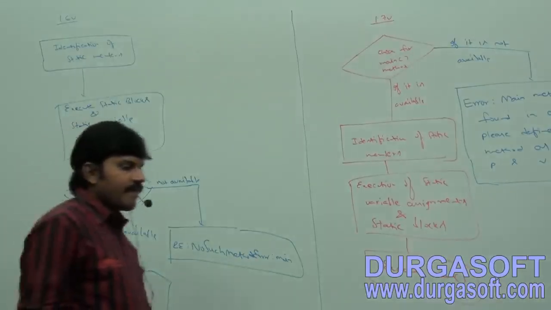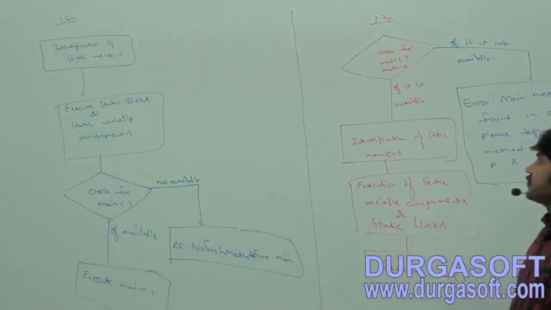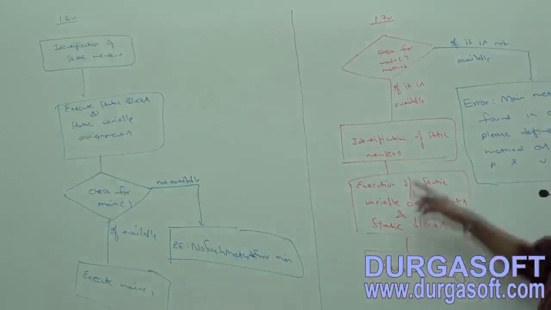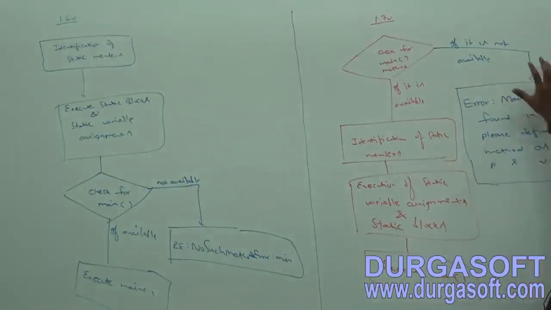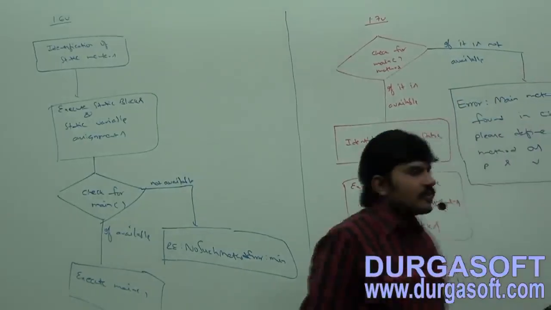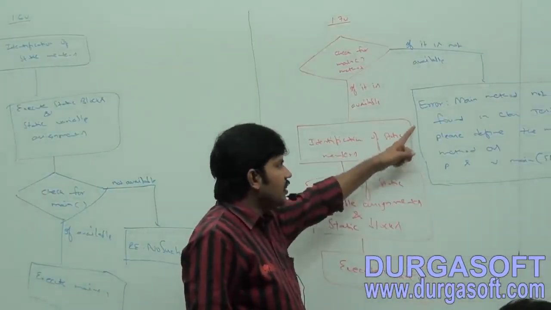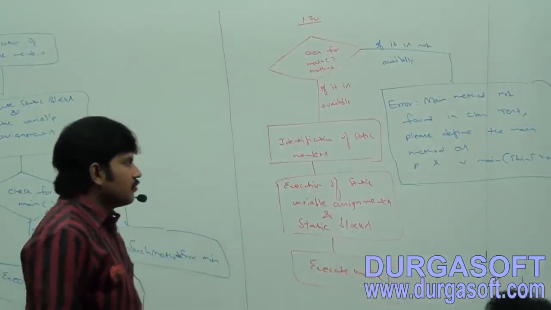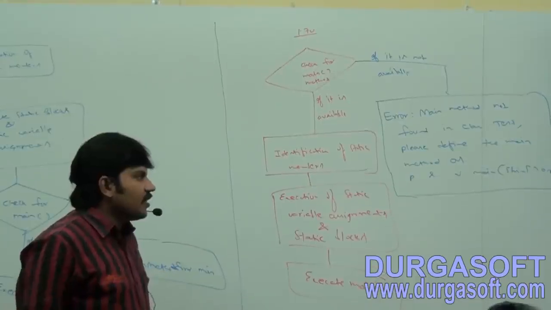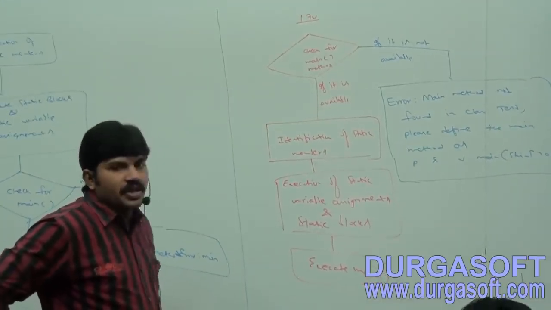And then 1.7 version. Check for main method. If it is not available, error: Main method not found in class Test. Please define the main method as public static void main string array args.